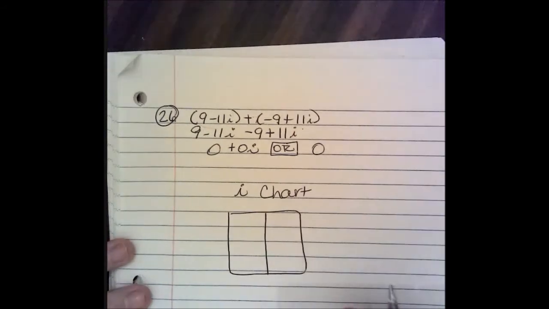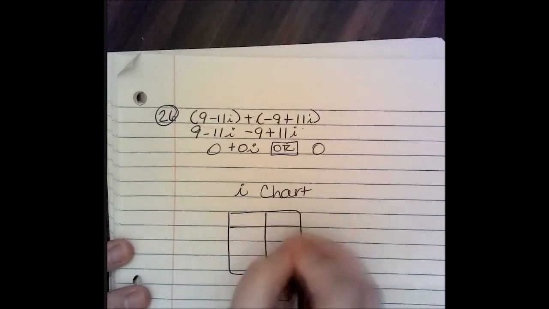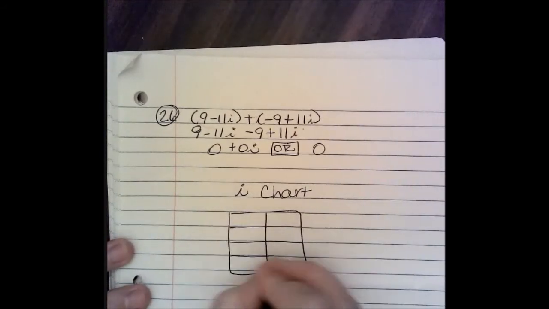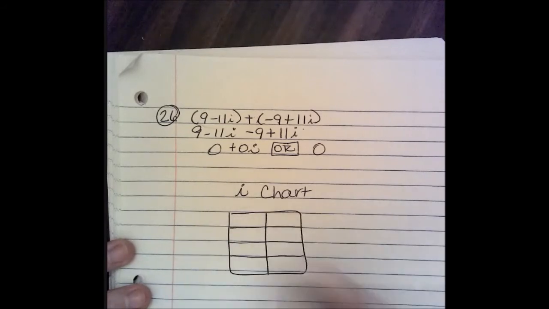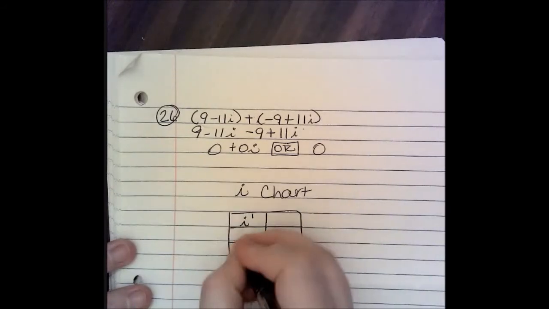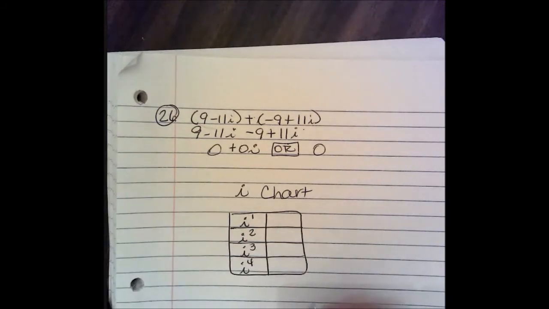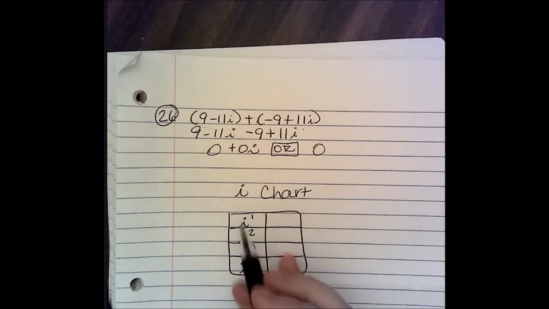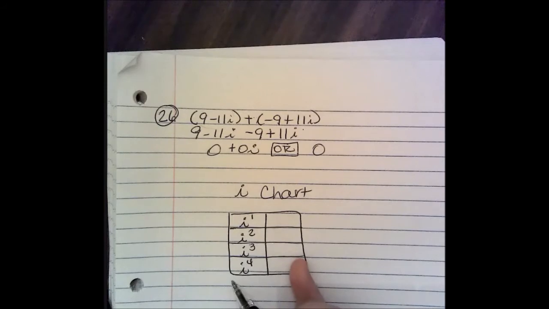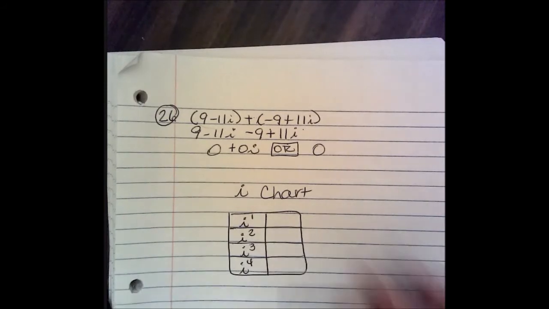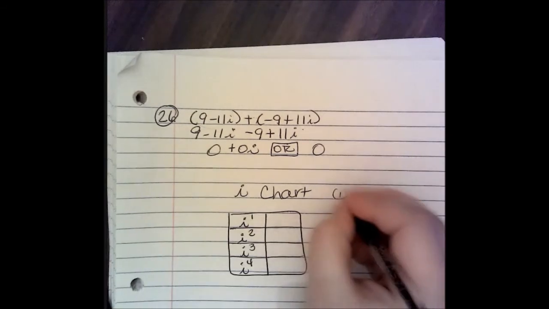So your I chart is divided into 8 little compartments here, okay? And you start the left side by I1, I2, I3, and I4. So all we're doing is writing our i's out, and the exponents are getting larger by a digit of 1.